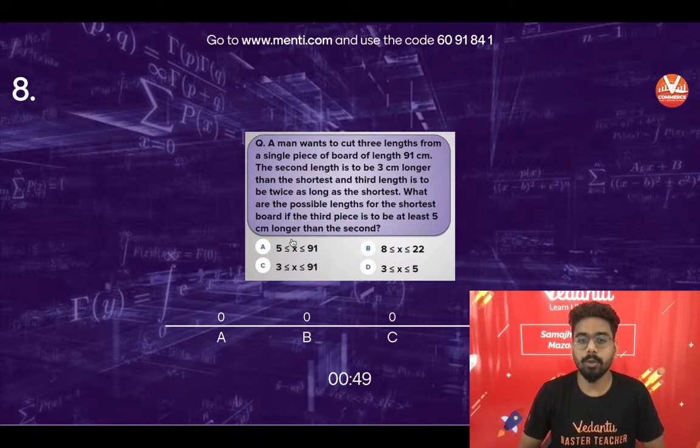Okay, let's suppose shortest is x. Let's see how many of you will give it correctly.